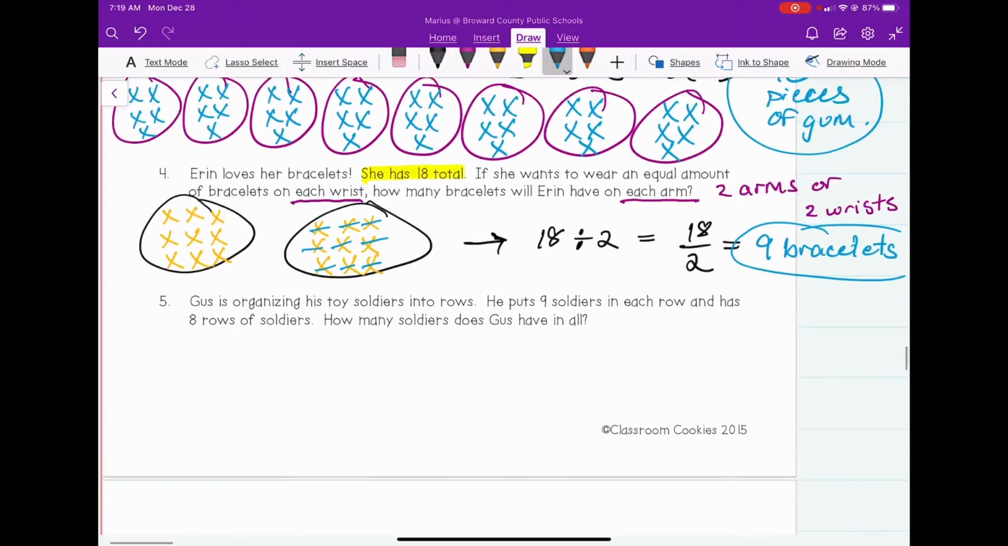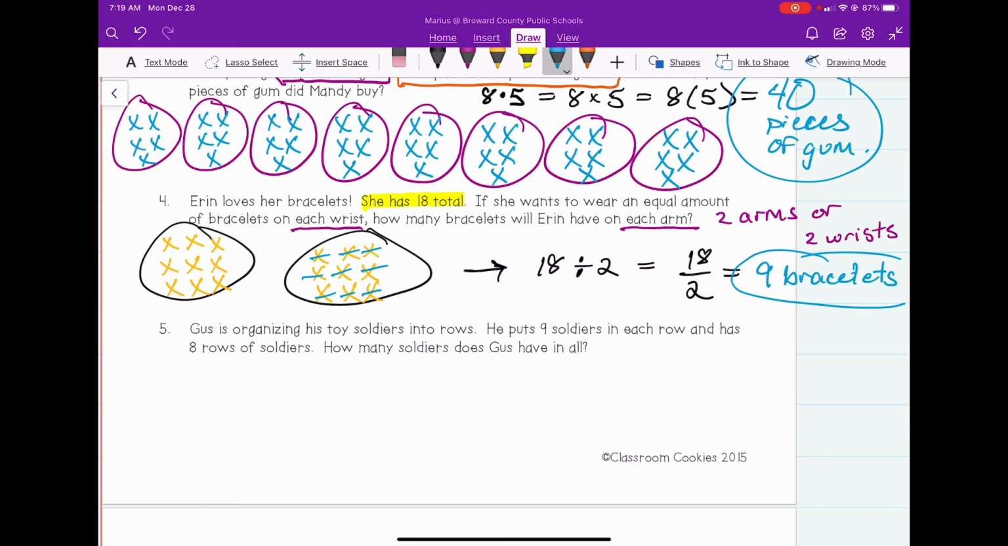Okay. Let's take a look at the last one, number 5. Number 5 says, Gus is organizing his toy soldiers into rows. He puts 9 soldiers in each row and has 8 rows of soldiers. How many soldiers does Gus have in all? All right, let's go back and reread it. Gus is organizing his toy soldiers into rows. He puts 9 soldiers in each row and has 8 rows. So we need 8 rows with 9 soldiers in each row.